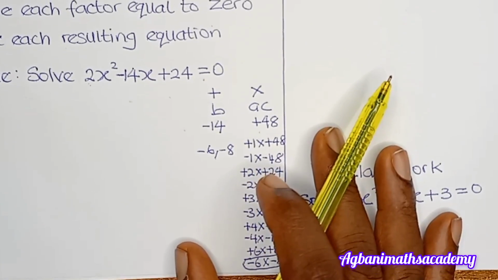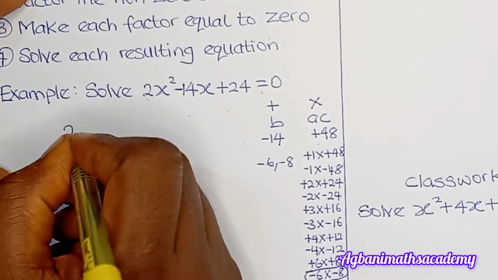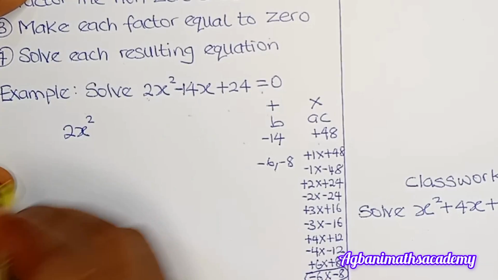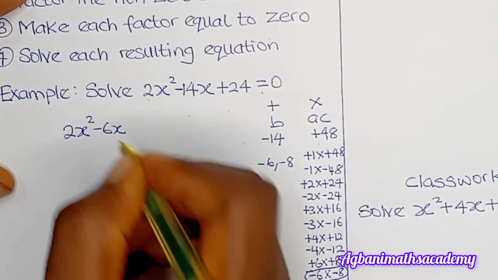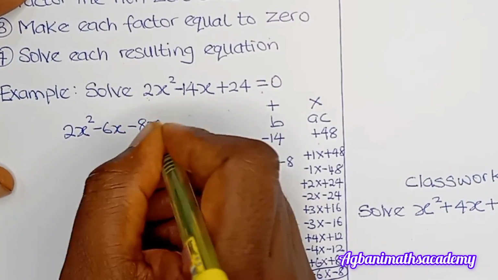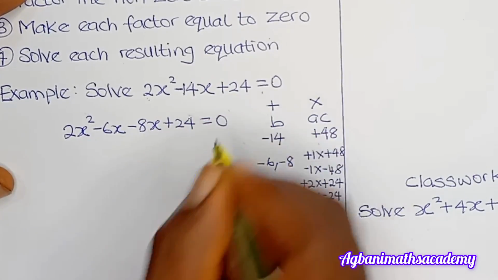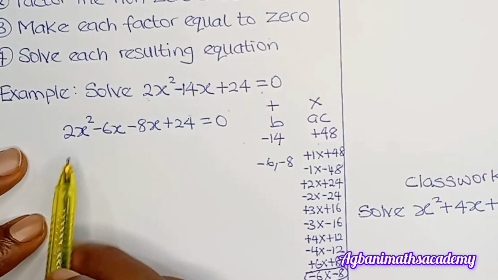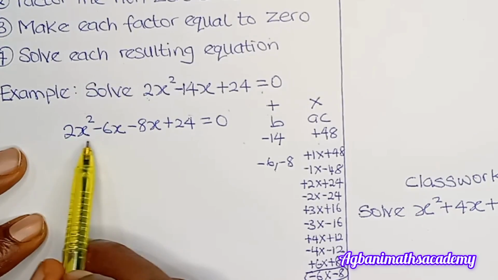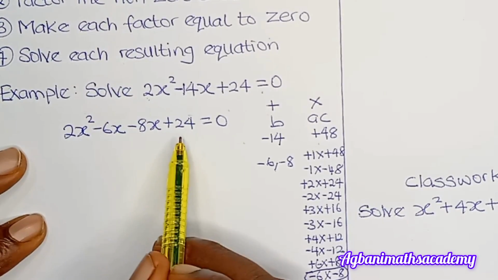So let's write that down. This will give us 2x squared minus 6x minus 8x plus 24 is equal to 0. Then we can factorize by grouping. We can factorize these two together and then factorize these two together.